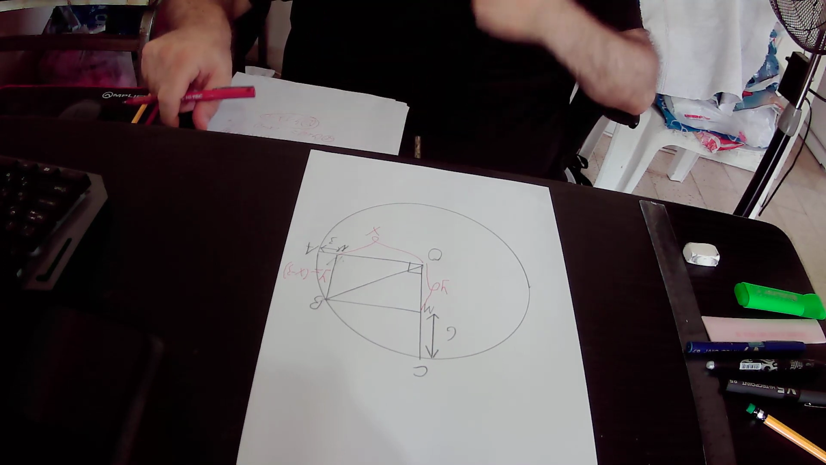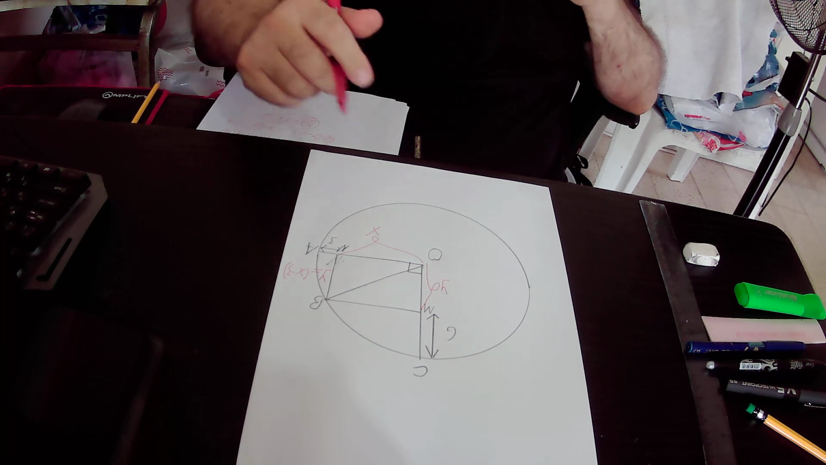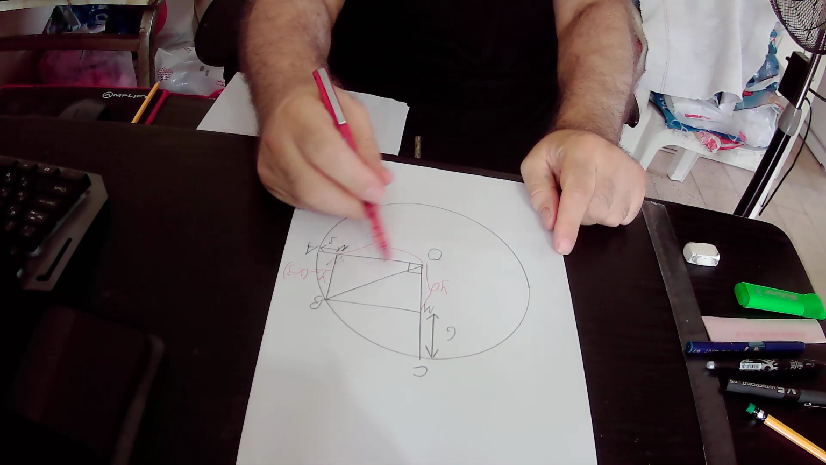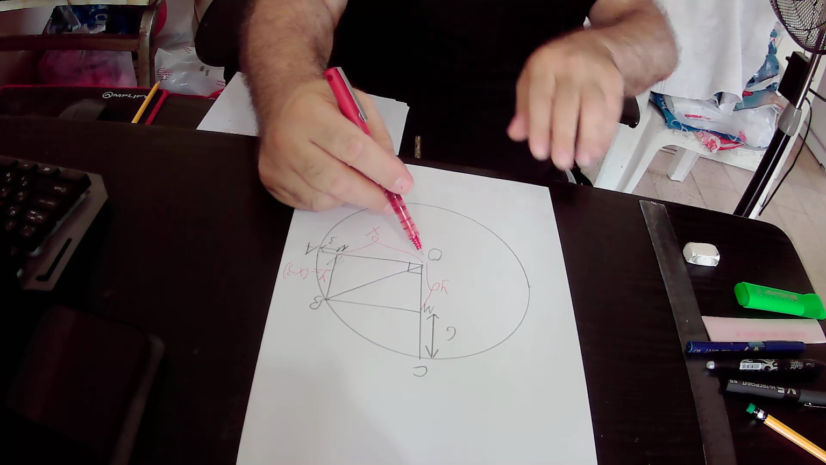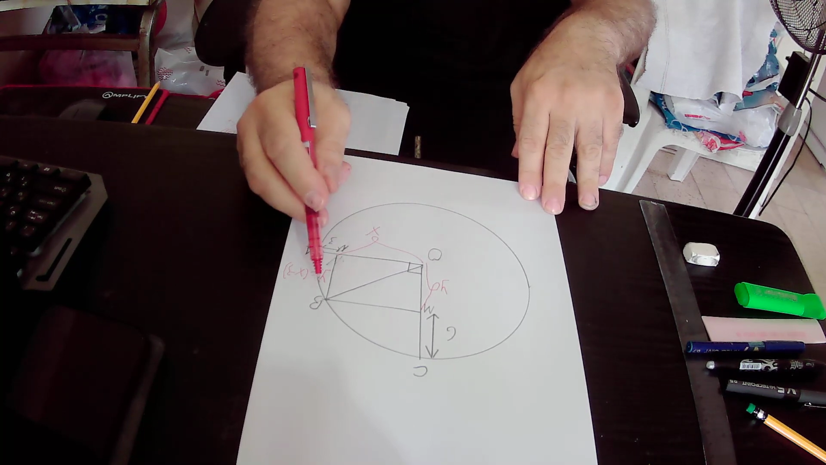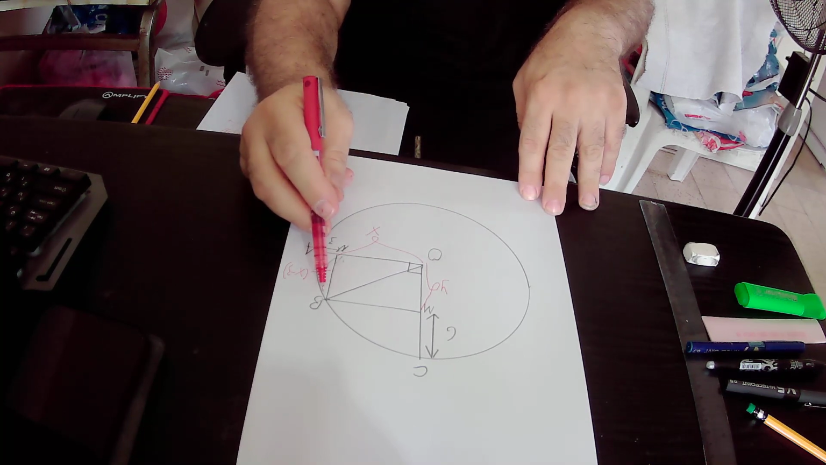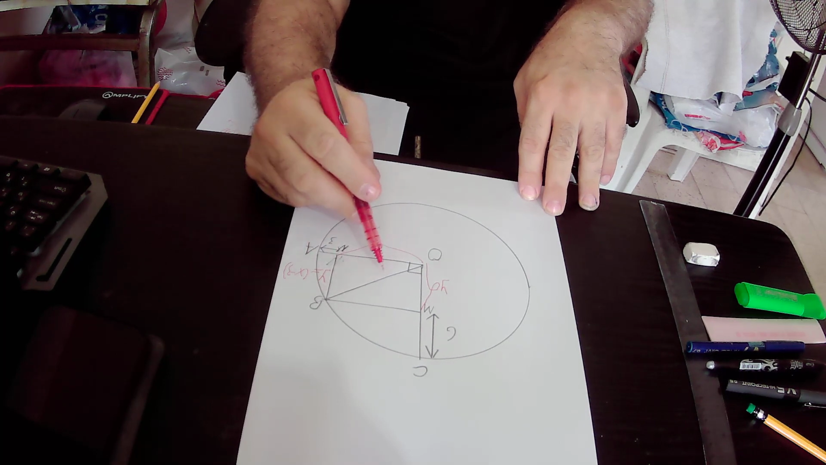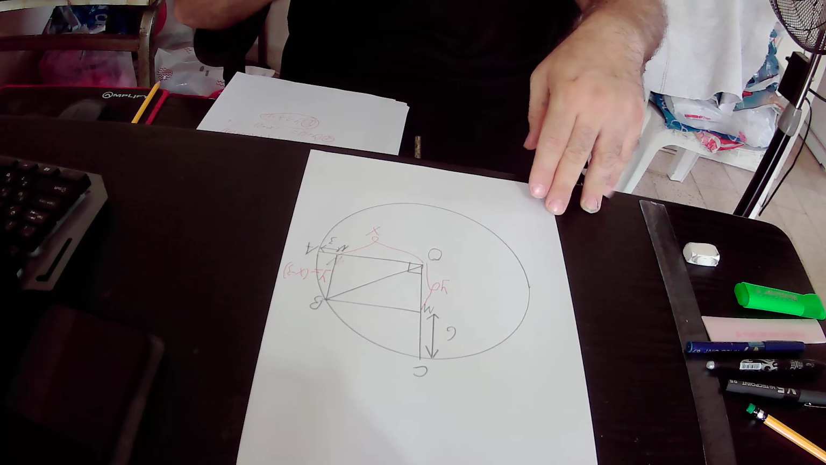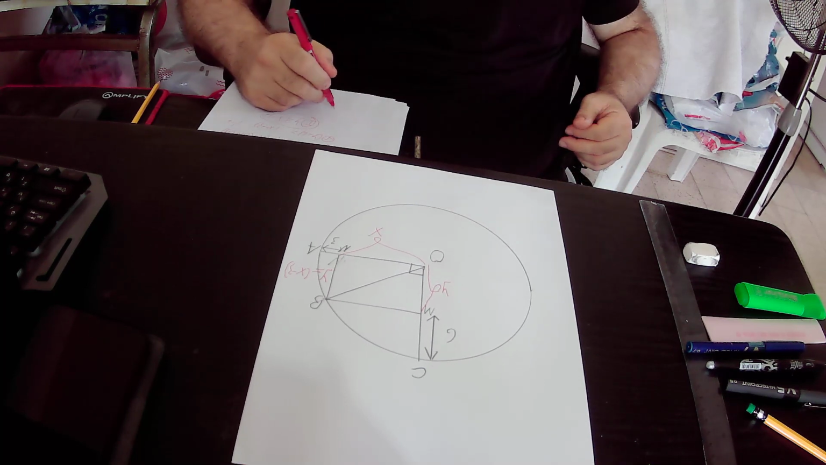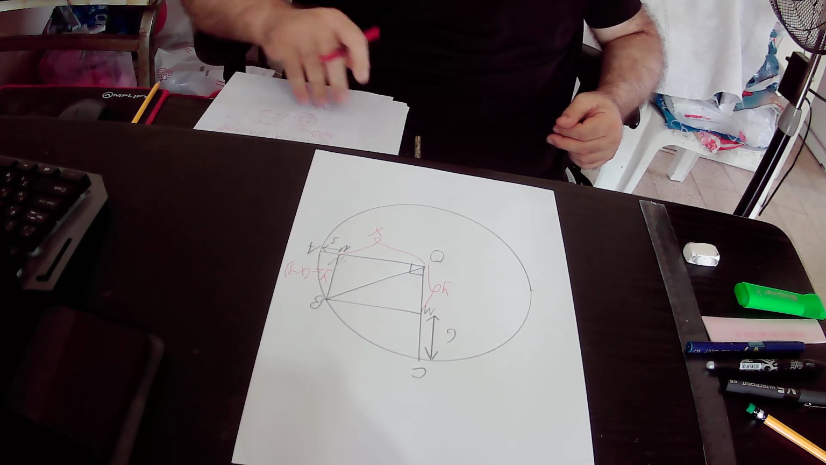Actually, line segment OB is also the radius of this circle because it starts from the center of the circle and ends at point B, that is a point of the circle itself. For that reason, OB is the radius of this circle. Okay, so I write down that OB is the radius of the circle.